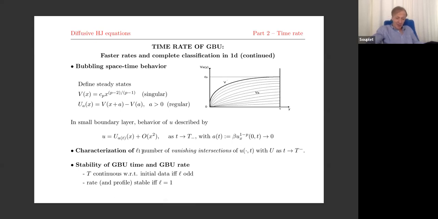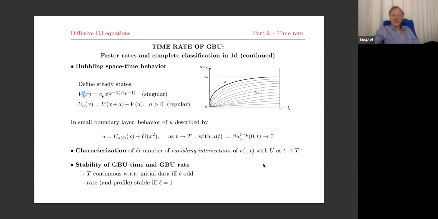And how do you characterize L? L is actually the number of vanishing intersections of the solution with, this capital U is just capital V, the singular solution. So the number of vanishing intersections of the solution with the singular steady state as t goes to capital T. So what is vanishing intersections?